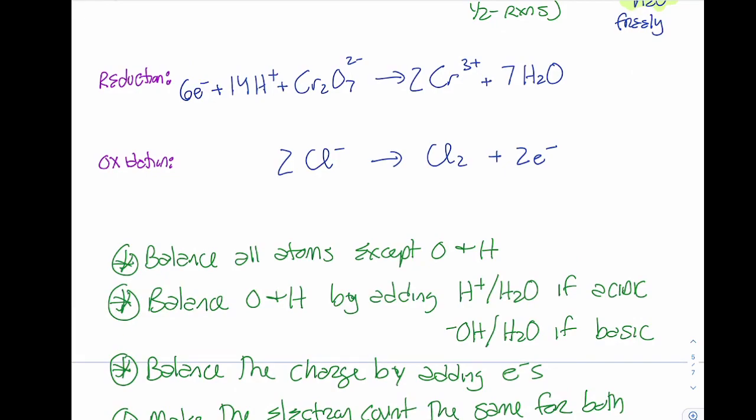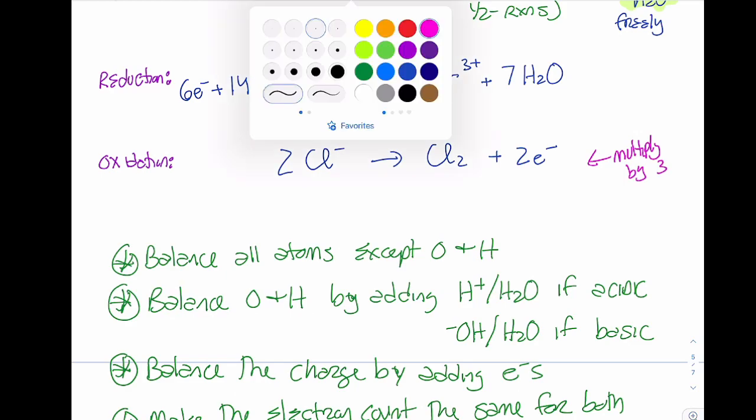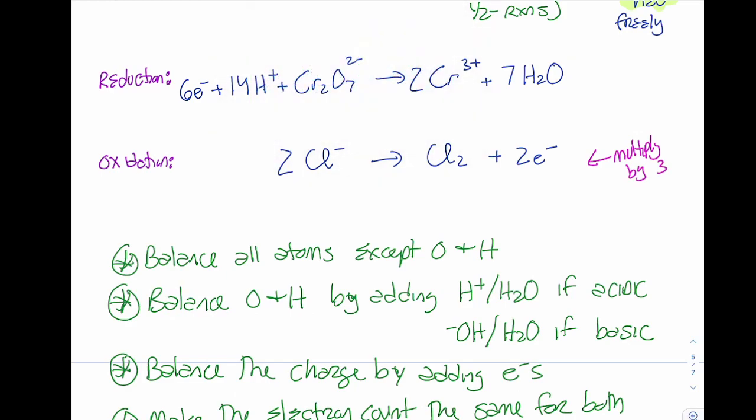So we need to multiply by 3. So this is going to become a 6, right? 2 times 3 is 6. 1 times 3 is 3. 2 times 3 is 6. So the electron count on both half reactions is the same, right? I have 6 electrons each.